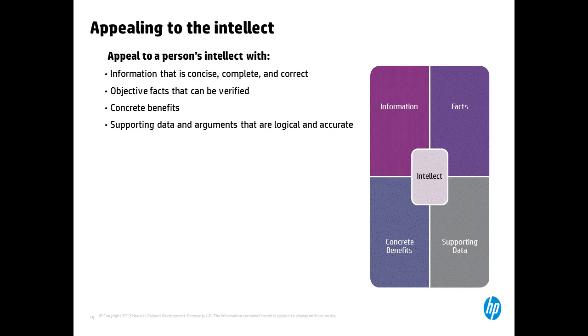To appeal to intellect, you must have information that is concise, complete, and correct. Because the information needs to be concise in a presentation, you might want to provide additional information in the form of a handout. Objective facts that can be verified. Make sure that you've tested them yourself beforehand.